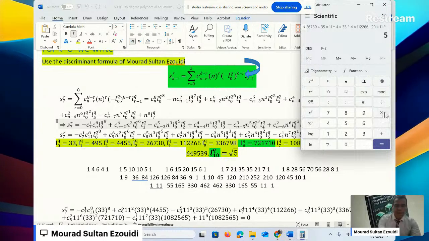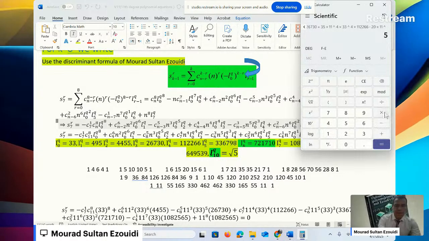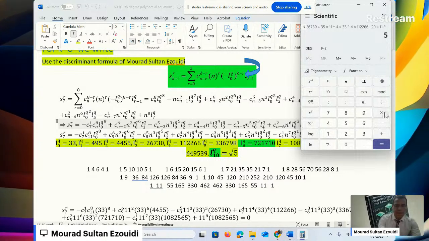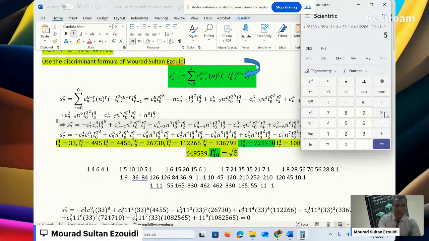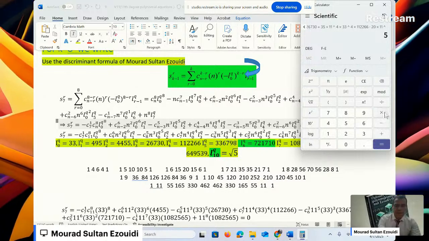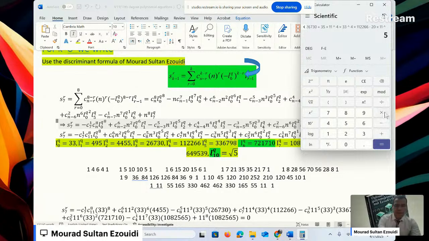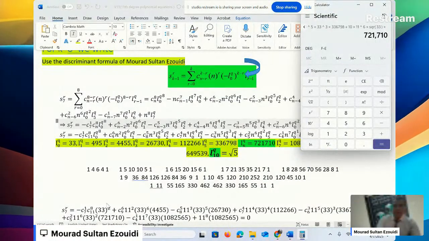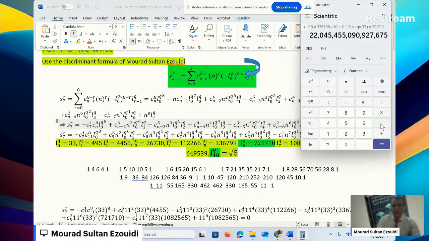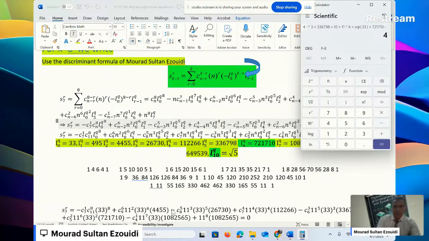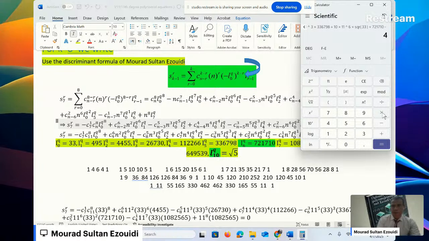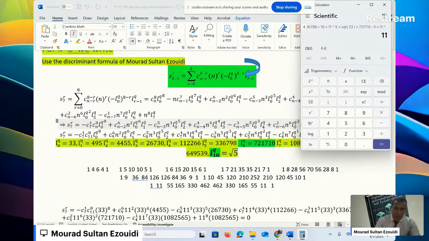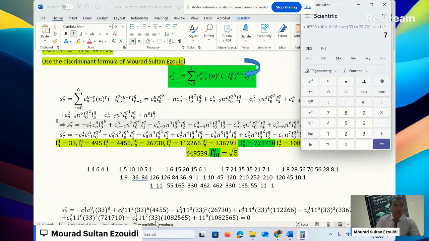700, plus minus 4, minus 4 times 11 raised to the power 7, times 33 only.